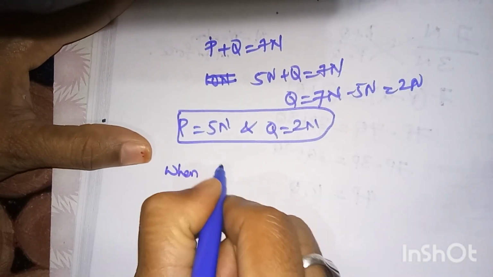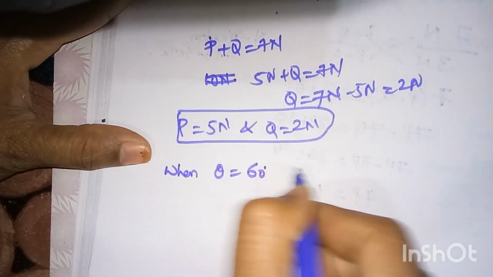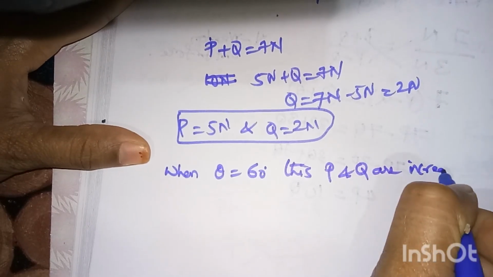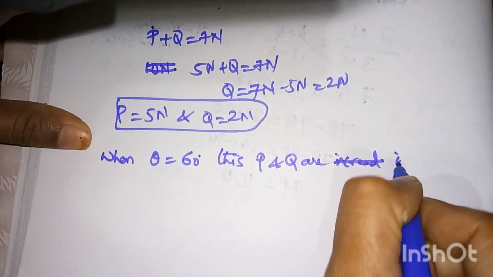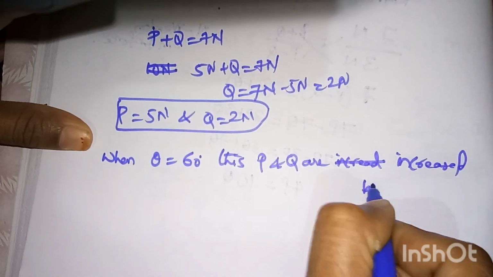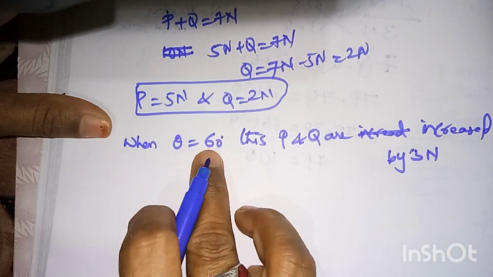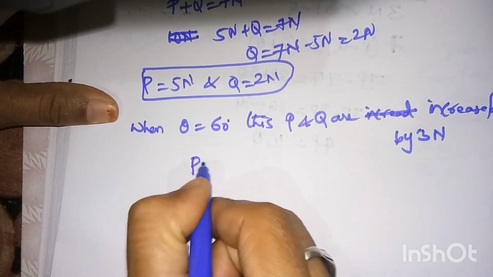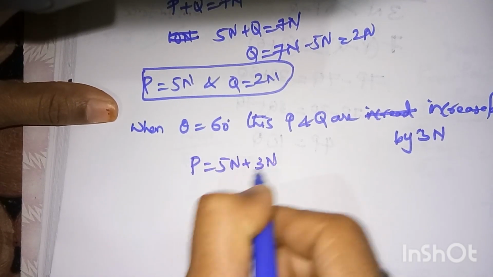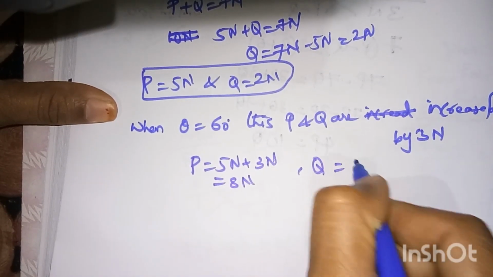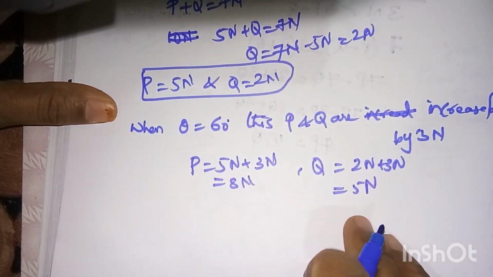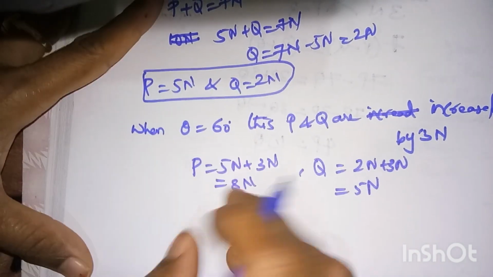But they said when theta is equal to 60 degrees, these P and Q are increased by 3 Newton. When 60 degrees is applied, this P and Q is increased by 3 Newton. So P equals 5 Newton plus 3 Newton, that is 8 Newton, and Q is equal to 2 Newton plus 3 Newton, which is 5 Newton. So with the increased values of P and Q at 60 degrees, we are going to find the resultant.